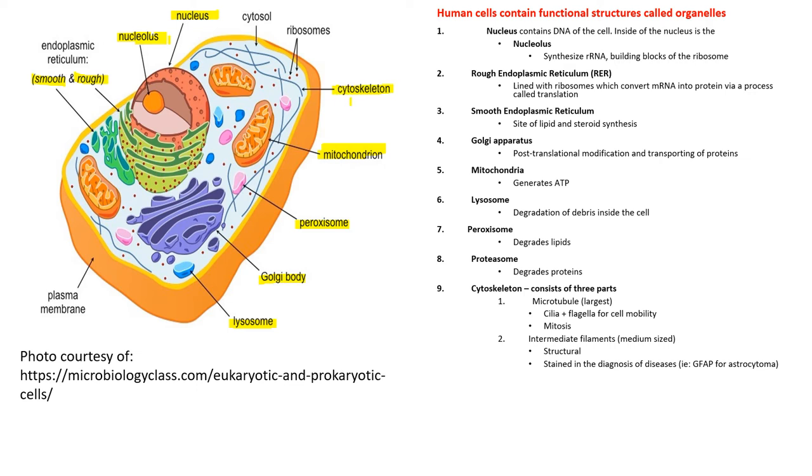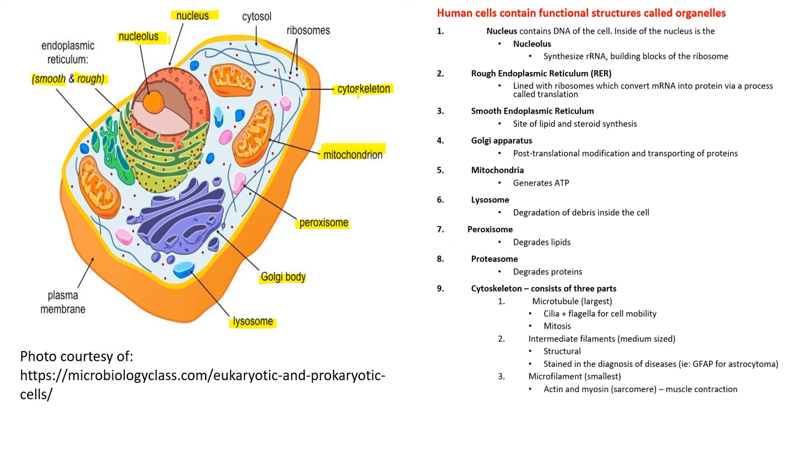So for instance, the GFAP stain will stain the intermediate filament of the cytoskeleton, and if it stains positive for GFAP, then you can have the diagnosis of astrocytoma because of the intermediate filaments of the cytoskeleton.